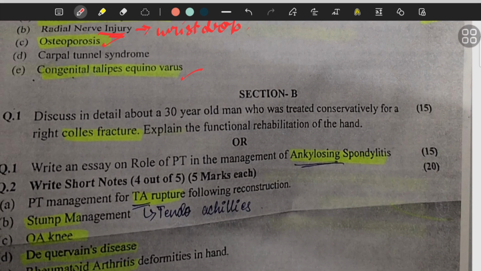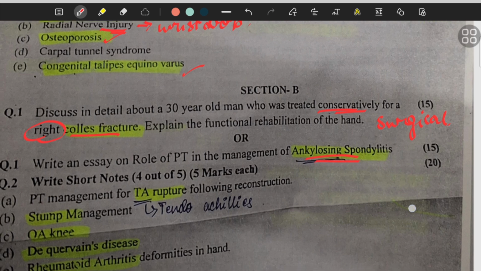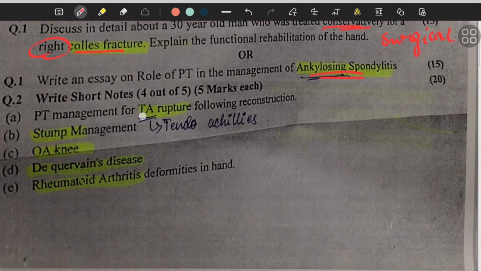Then for the 15 marks questions, Colles fracture is an important topic. Again over here they have mentioned the site. Do notice, guys, over here they have just asked conservatively. So look in the question whether they have asked for conservative or surgical, and write accordingly. Then ankylosing spondylitis. Then for the 5 marks question, TA rupture.